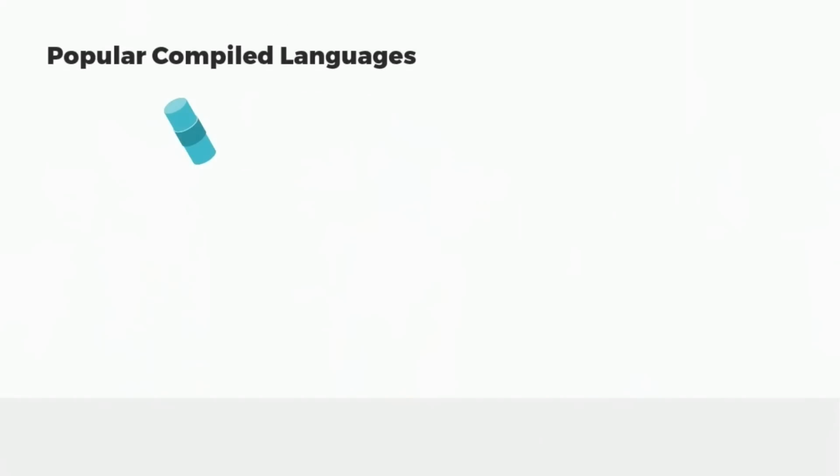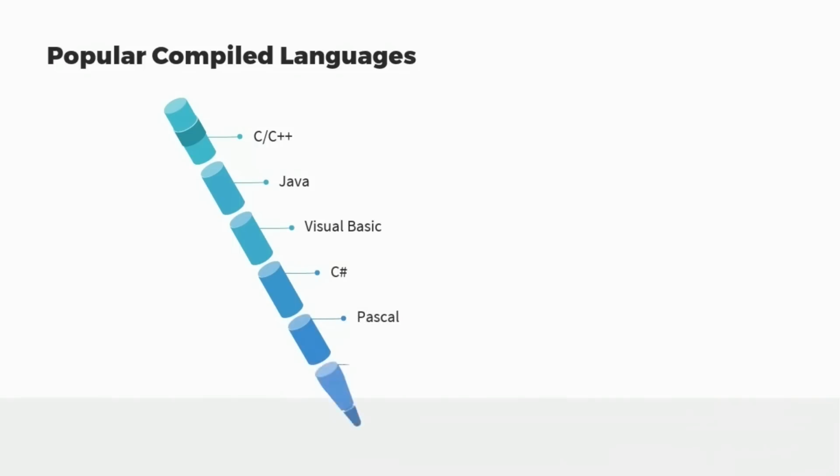Common examples of compiled programming languages include C and C++, whereby the pluses indicate the addition of new features, Java, Visual Basic, C#, Pascal, and COBOL, which stands for Common Business-Oriented Language. Now, there are certainly others, and we can't get into the specifics of each one in a short presentation, but the choice of language will depend on the situation, the type of application being developed, and the type of system on which it will run.